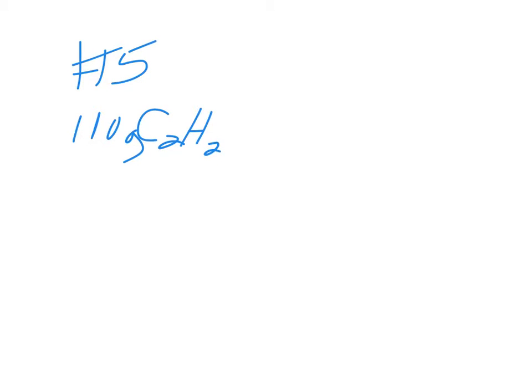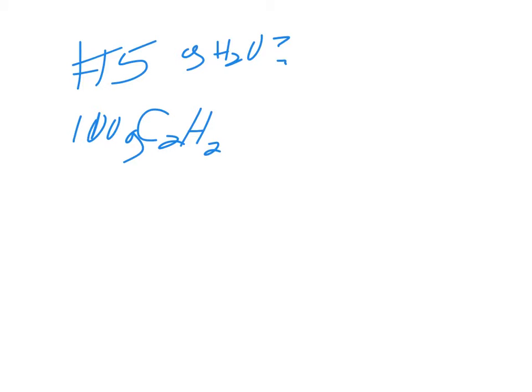Let's do 5. That's a good choice. That's a mass to mass. Okay, so let's do number 5. What's my given? 100 grams of C2H2. All right. And then what is it that I'm looking for? H2O. How many grams of water? I'm looking for grams of water, and that's what my unknown is.